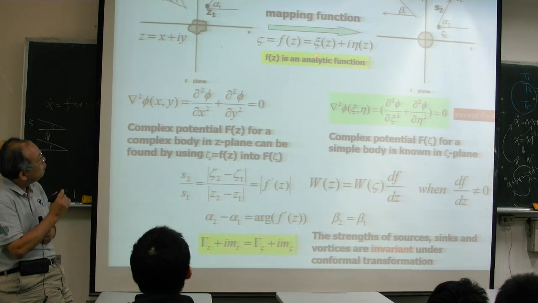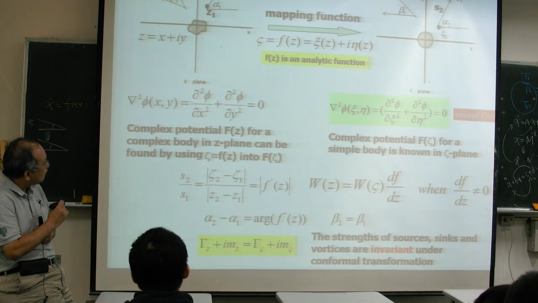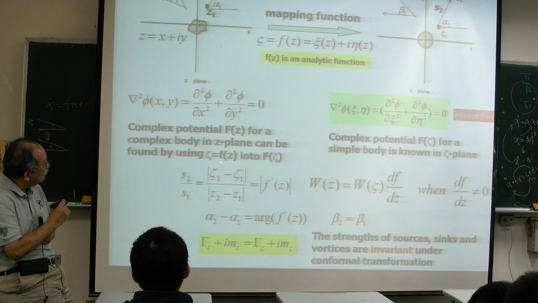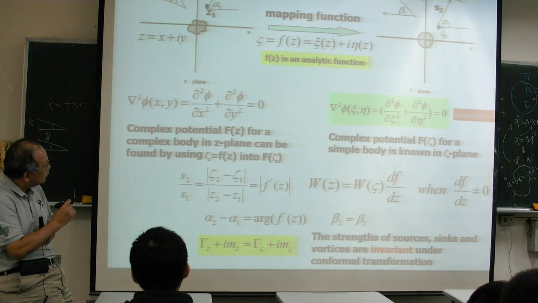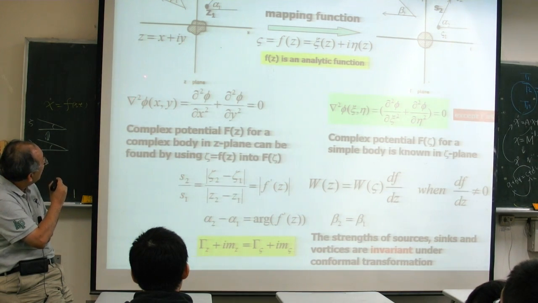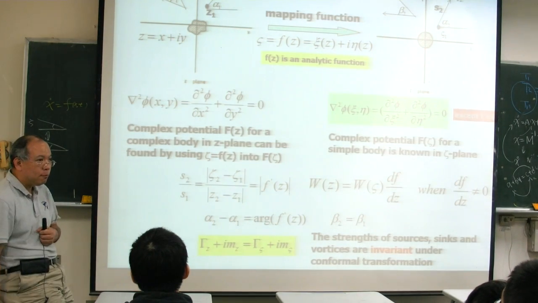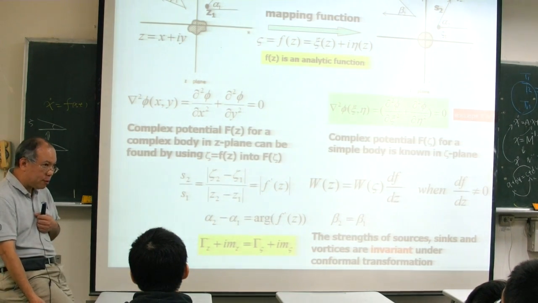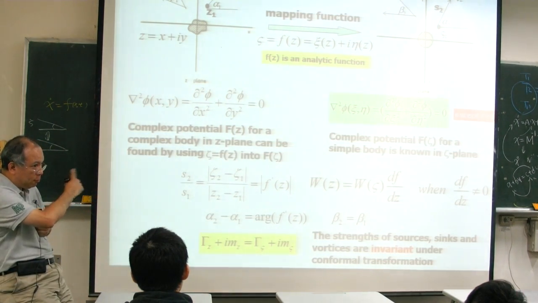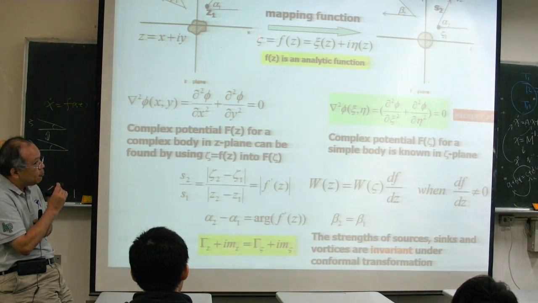So if we know that, and we also know this mapping function, how can we get F(z)? By substituting zeta equal to f(z) into our F(zeta). Just substituting zeta equal to this will give you F(z). This F(z) represents the flow over a more complex body, a more complex velocity flow field. That's the basic idea, the basic spirit of this mapping. We like to use a very simple geometry flow pattern, and through the mapping we can have a more complicated one.